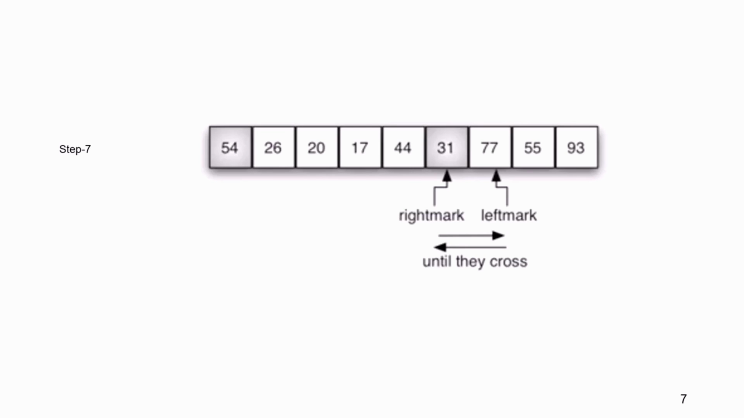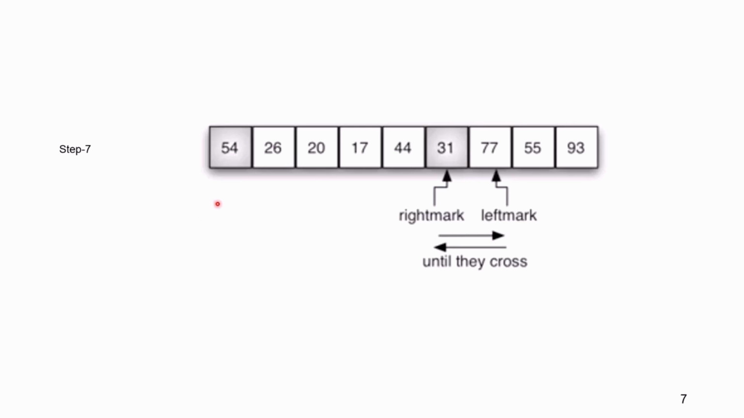This process is going to continue until the markers have crossed each other. Over here you can see that 44 and 77 have already been swapped, and the right marker element is now to the left of the left marker. The elements 31, 44, 17, 20 and 26 are all less than 54, and 77, 55 and 93 are all greater than 54. You might have already guessed what we must do in order to complete the process of partitioning.